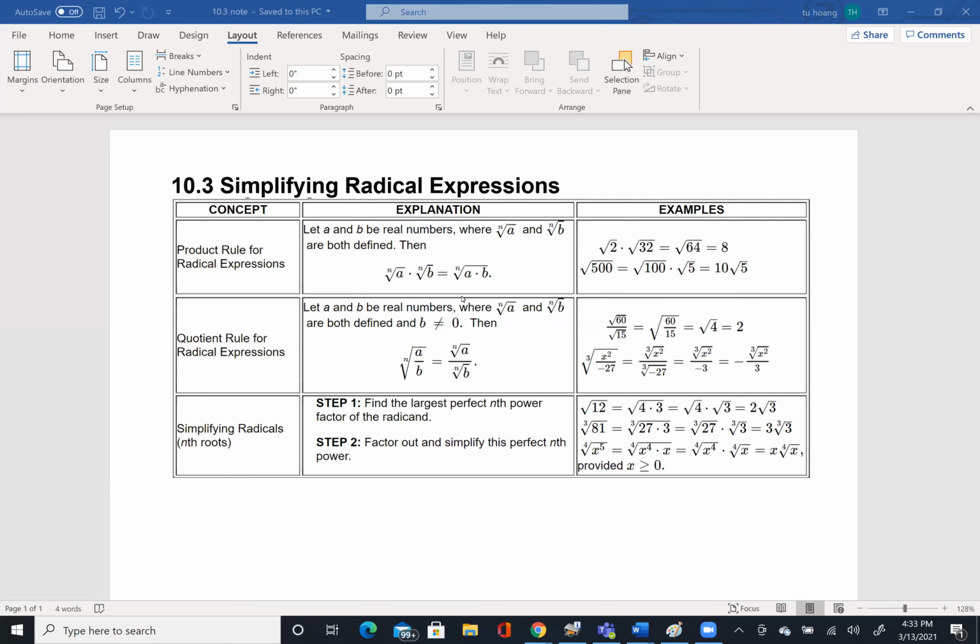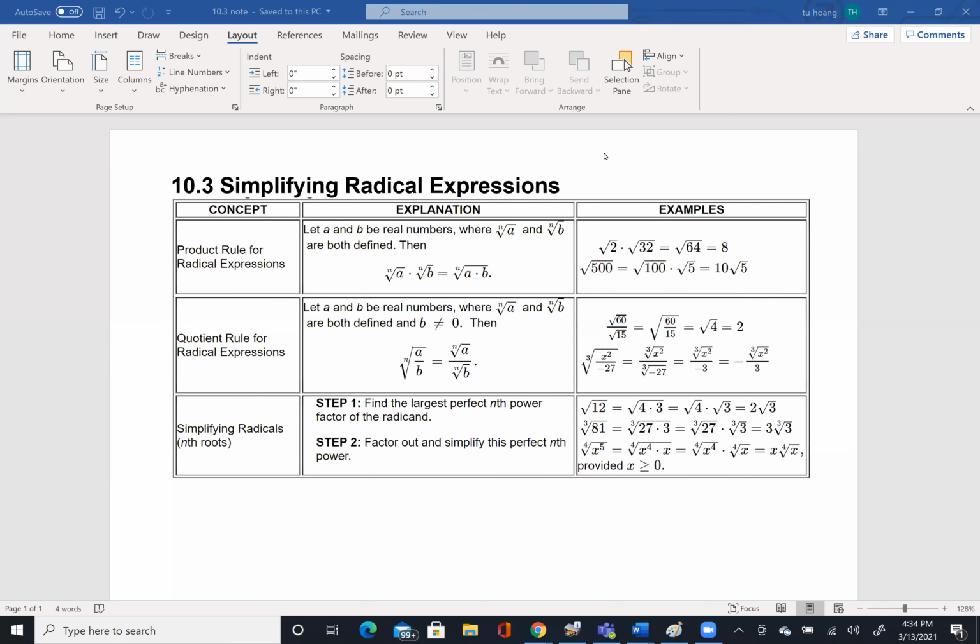Hi everyone. Today I'm going to talk about section 10.3, simplify radical expression. So in this section, mainly we're gonna learn about how to simplify the radical, right? In order to simplify radical expression, you must learn about the product rule for radical expression and the quotient rule for the radical expression.